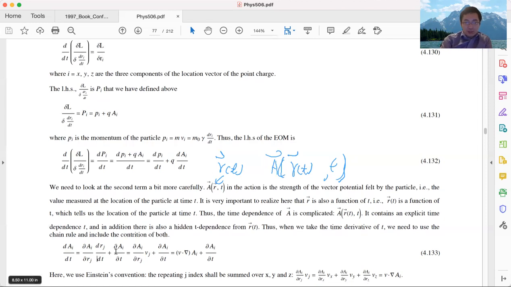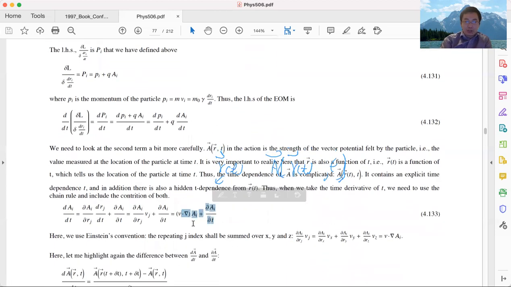Nevertheless, we can use the chain rule to calculate this, and we have the r derivative of A times dr/dt. dr/dt is nothing but the velocity, so this is the r derivative of A times velocity. And the second term is the partial time derivative, partial t of A. We can rewrite these two terms together in a vector form: velocity dot product with the gradient, a 3D dot product acting on A, that's the first term, plus partial A partial t. So dA/dt contains those two terms.